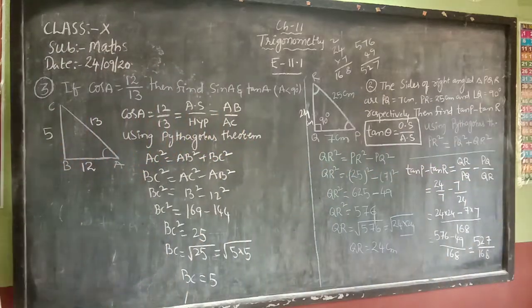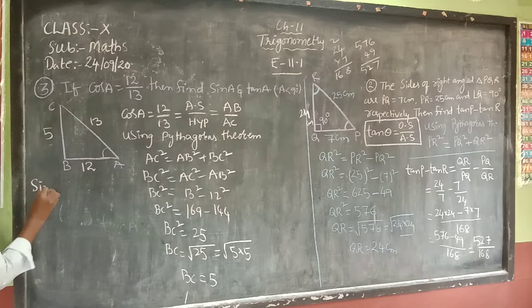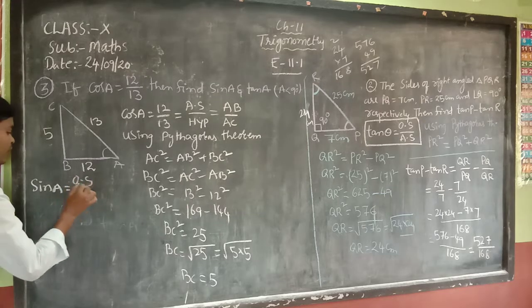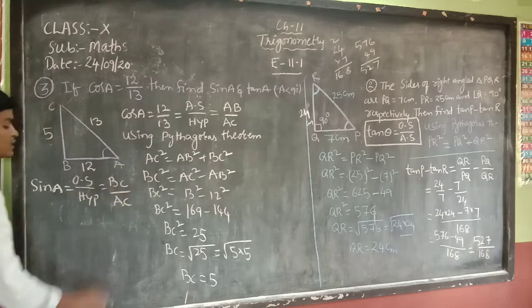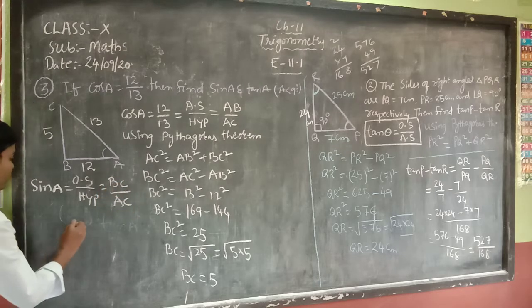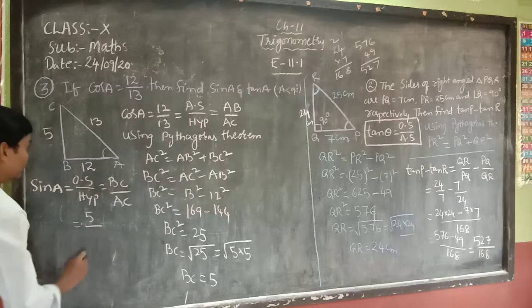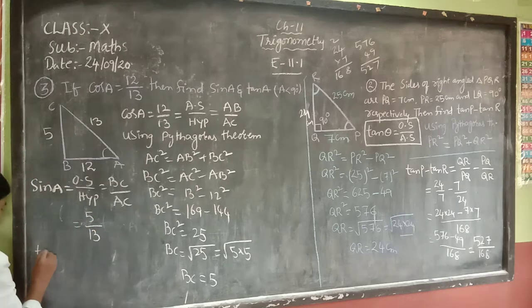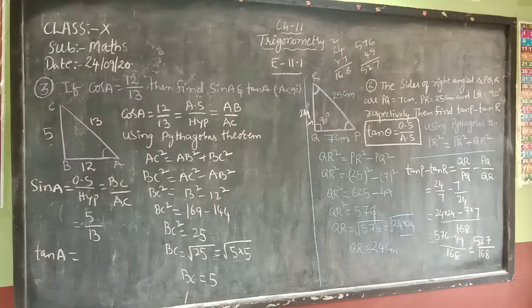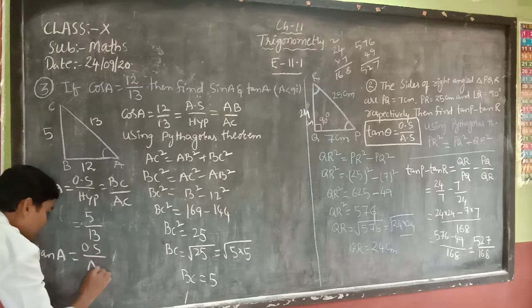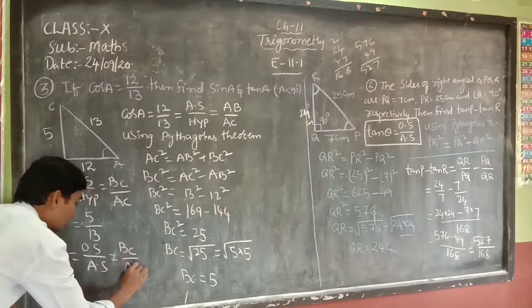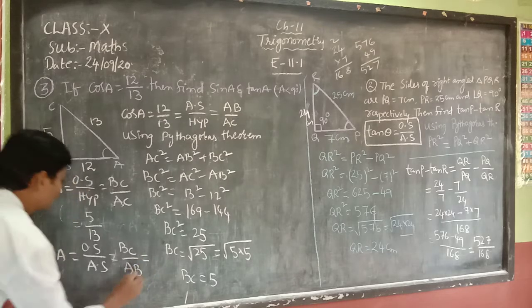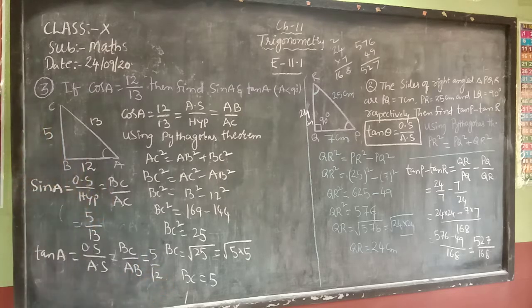Now what do we have to find? Sin A. Sin A is what? Opposite side by hypotenuse. What is the opposite side here? BC is the opposite side, AC is the hypotenuse. What is the value of BC now? 5 by 13. In the same way tan A. Tan A is what? Opposite side by adjacent side. What is the opposite side here? BC by AB. BC is what? 5 by 12. Like this we have to find.